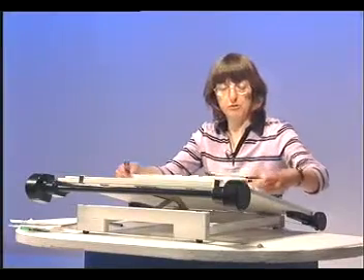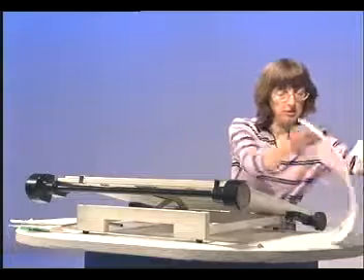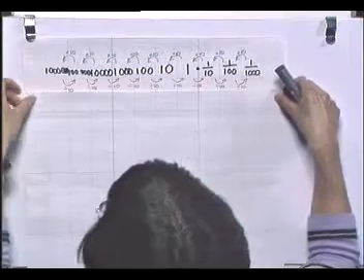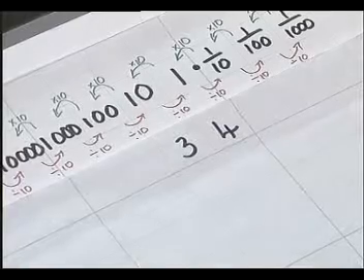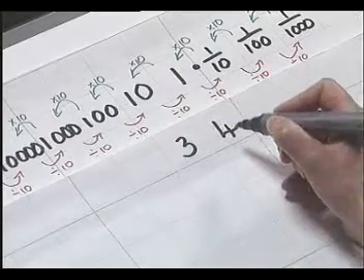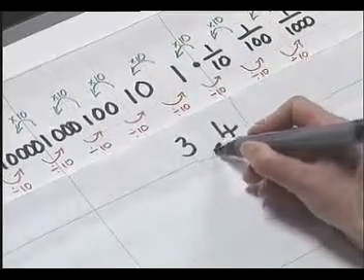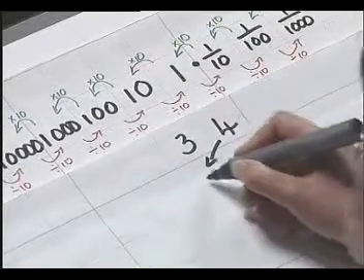So I'll just remove this part of the chart and put another one in its place. Now, let's look at 34 multiplied by 10. Well, let's put 34 on our chart. And we're going to multiply it by 10. So our 4 is going to get 10 times bigger, be multiplied by 10, and it's going to move to the tens column.